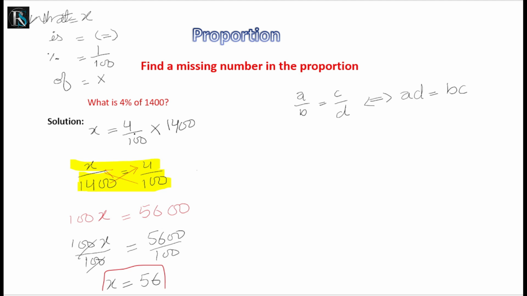So now we can substitute this x. Instead of x, we'll write 56 upon 1400 is equal to 4 upon 100. You can see that 4 times 1400 is 5600 and 100 times 56 is again the same number.